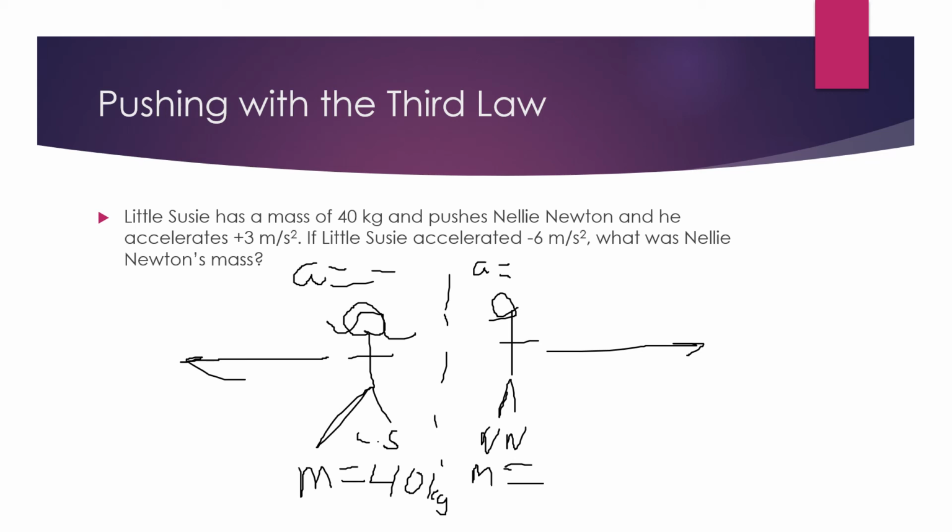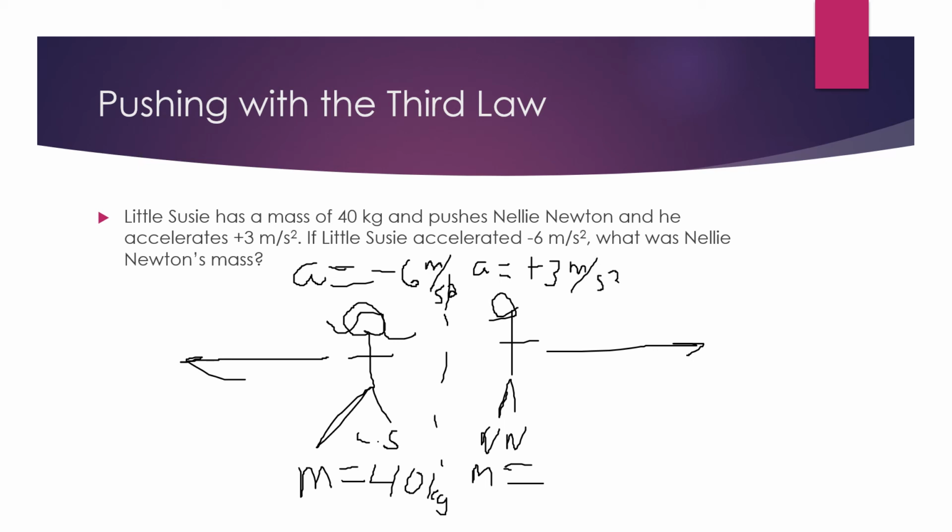Little Susie accelerates -6. So one thing people will mess up in is they won't read carefully and they'll put the wrong acceleration next to the wrong person. So just be mindful of that. Nellie Newton is the one who accelerates +3.